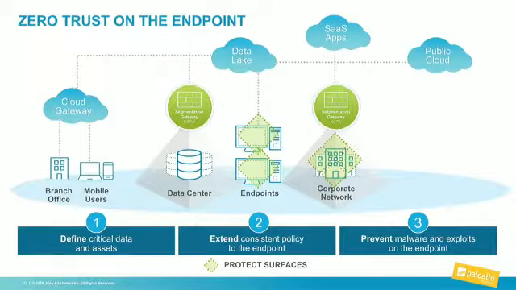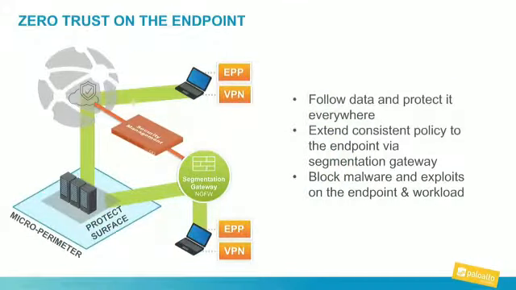So that's why we leverage the policy of the segmentation gateway to perform that function. And you can see here what we're doing. We have endpoint protection and VPN technology on the endpoint. That means that the policy follows the data and protects it everywhere that it exists. And that consistent policy is extended from the segmentation gateway to the endpoint. And this is really, really key.